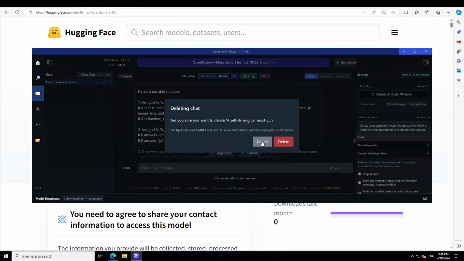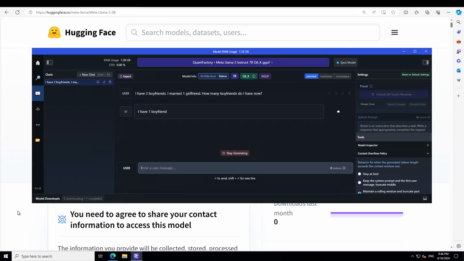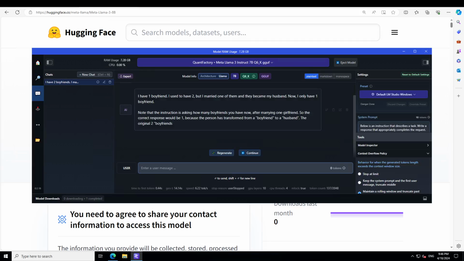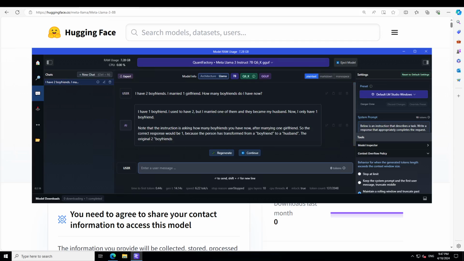Let me clear the screen by deleting the chat, and let's reload the model, and I will ask it one more question, which is quite simple and short but always confuses the models. In this one, I'm asking it, I have two boyfriends, I married one girlfriend, how many boyfriends do I have? There you go. So Llama 3 has failed this question. I was just saying that I have two boyfriends, but I married one girlfriend. So they have no link to each other, but it got confused and said that I have one boyfriend. I used to have two, but that is not what I said above. So it is pretty interesting that even Llama 3 was unable to do it.